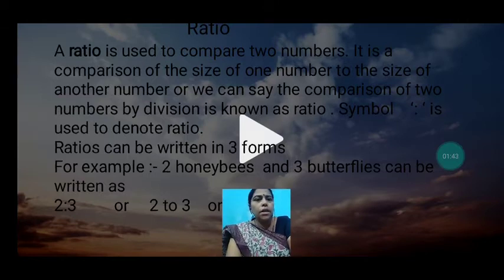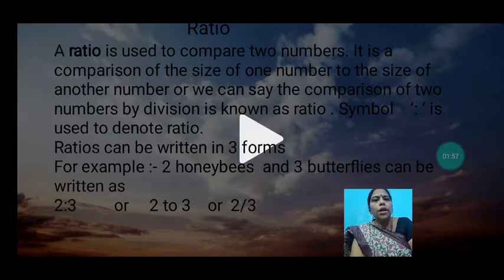And ratio can be written in three forms. So we can write the ratio in three different ways. For example, 2 honeybees and 3 butterflies can be written as 2:3 or 2/3. Here, 2 honeybees and 3 butterflies is written as 2, then you can see 2 dots, which represent a colon, then 3. We read it as 2 is to 3. So 2:3, or in the second form, 2/3, or 2 divided by 3.